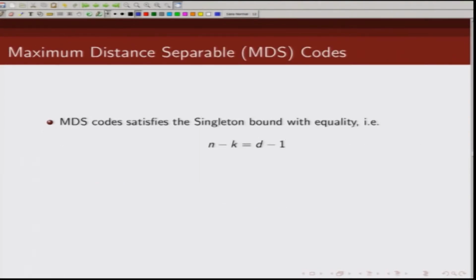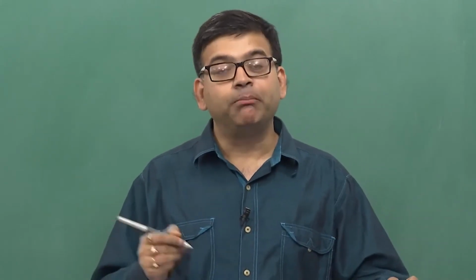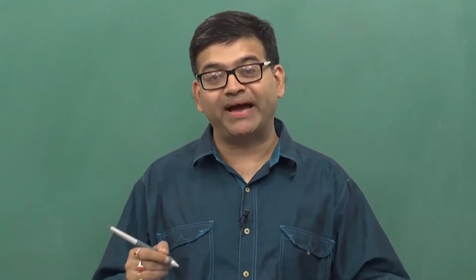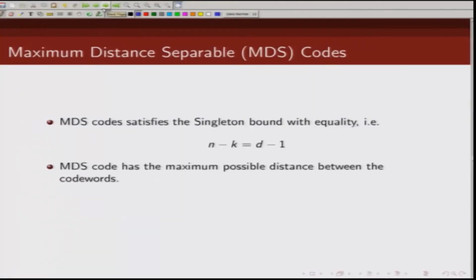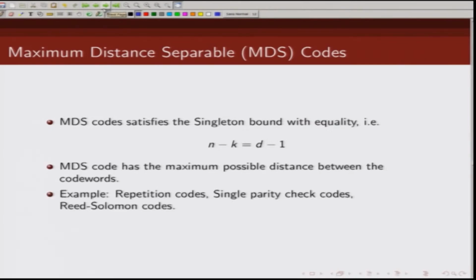Now, the codes that satisfy the Singleton bound with equality are known as maximum distance separable codes. Maximum distance separable codes have the property that the minimum distance is equal to n minus k plus 1. These are very good codes, they have the maximum distance possible between the set of code words. Examples of maximum distance separable codes are repetition codes, single parity check codes, and Reed-Solomon codes.